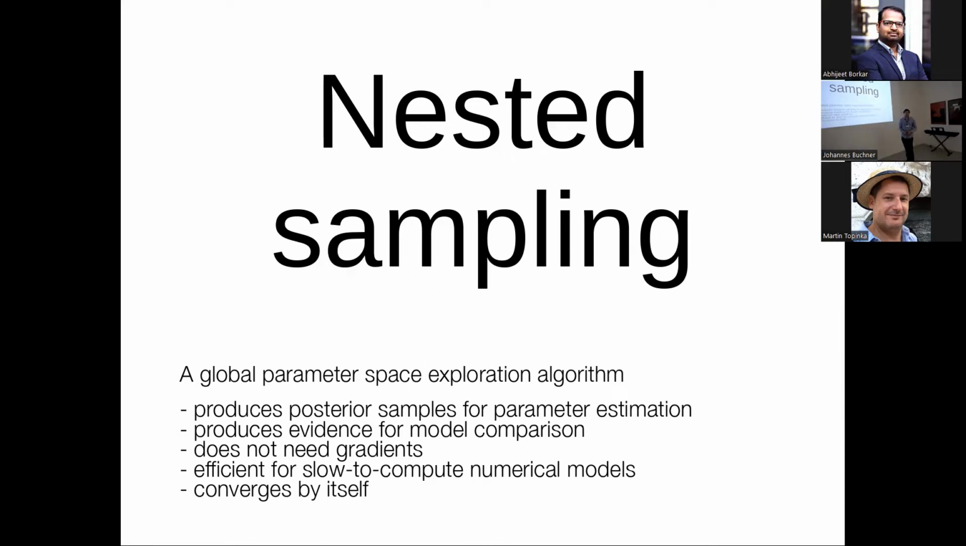Nested sampling is a parameter space exploration and integration algorithm that looks at the entire parameter space. It produces posterior samples, so you can constrain parameters. It computes the evidence, which you can use to do model comparison. It does not need gradients. That's nice. It is quite efficient, especially if you have slow models. And it has the nice property that there is a point in this algorithm where it knows it's done, so it converges by itself. And that's probably the thing I like most about it compared to MCMC.